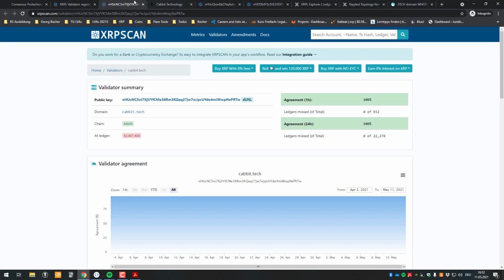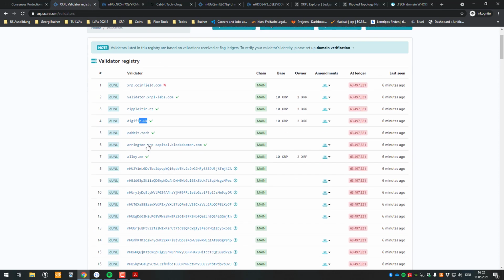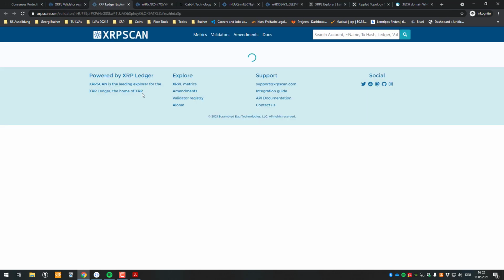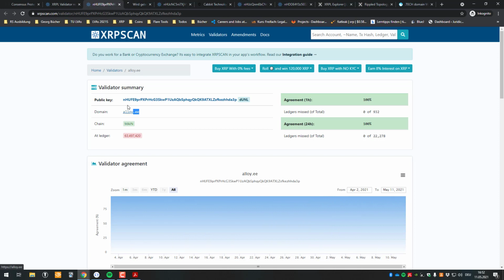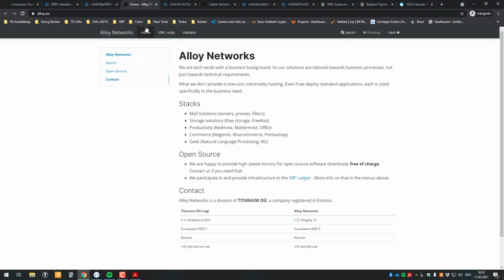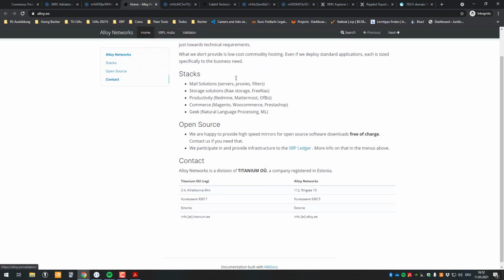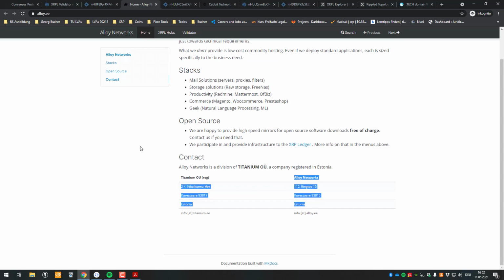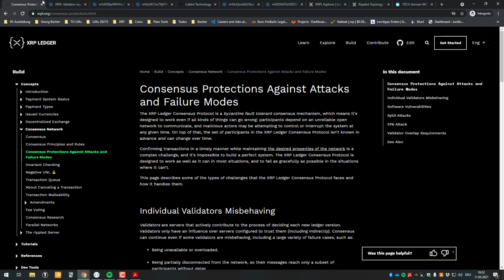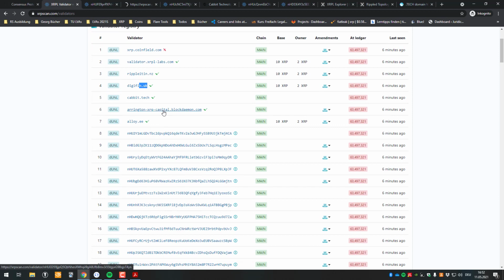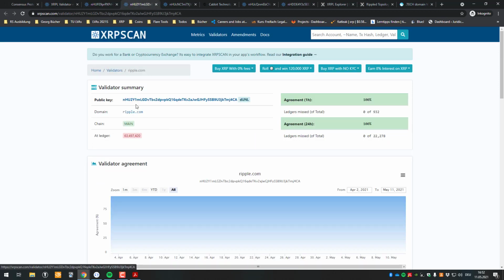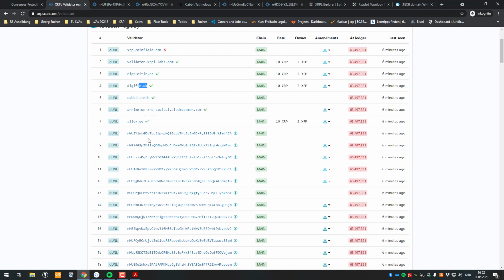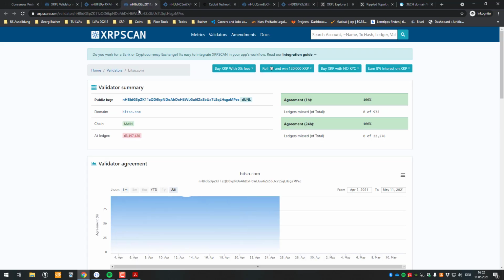So you could look up all the 37 validators, alloy.ee. You could also look at that one here, or at least the domain, what they're all about, Alloy Networks. So they're also run in Estonia. I think I just read that there. So you could go over all these 37 validators, and there's one being run by Ripple. And then you could still go over those, and Ripple is just running a tiny percent.